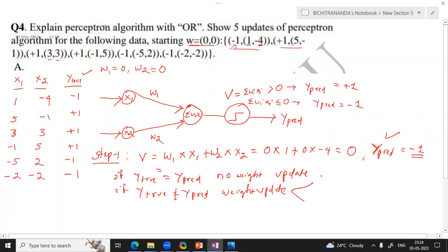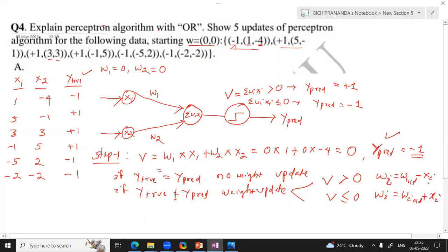Here there are two ways of updating. If the summation value v is greater than 0, then w1 is equal to w1 old minus your input xi. And if the v value is less than or equal to 0, then wi is equal to wi old plus my input xi. So this is the thing that's actually happening.